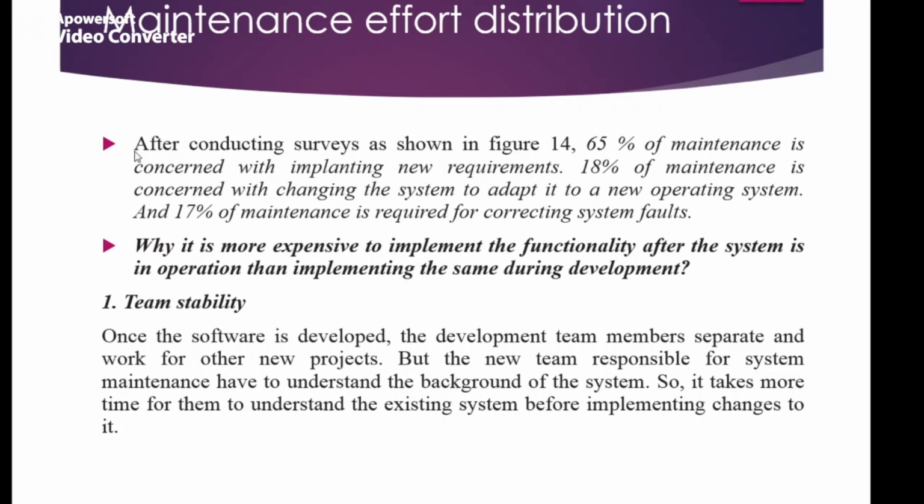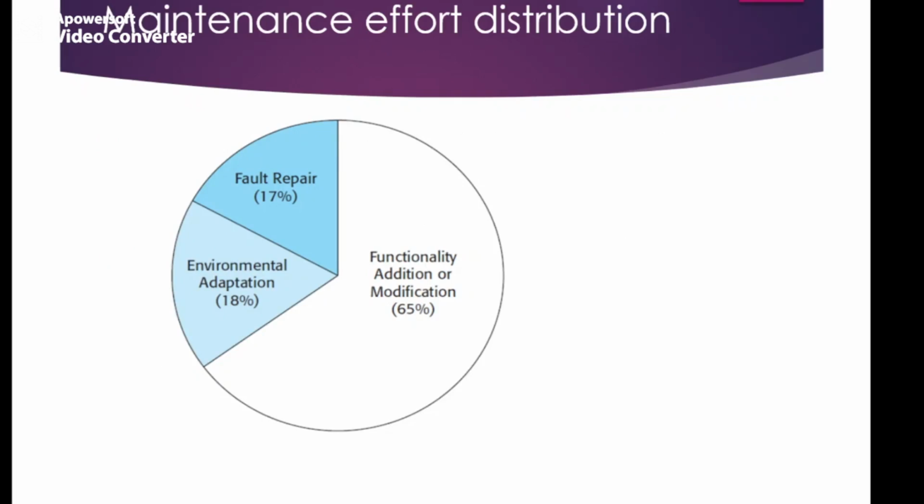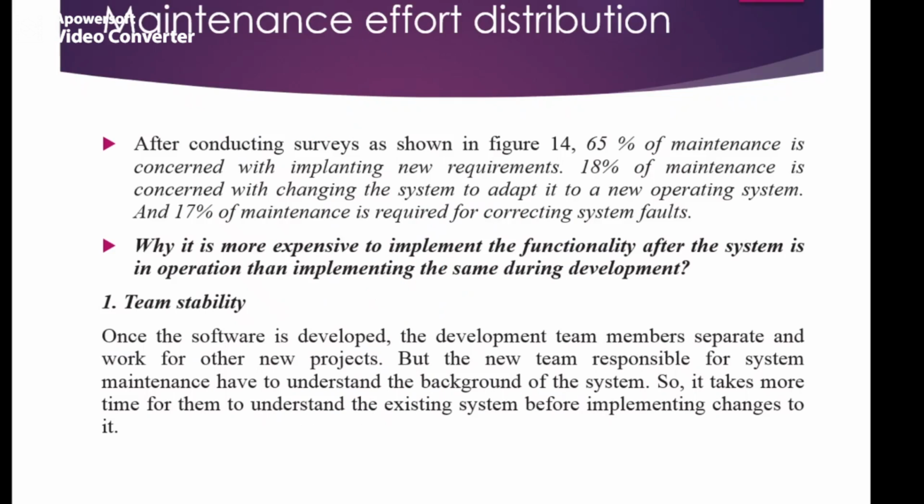So after conducting surveys, as shown in the figure, 65% of maintenance is concerned with implementing new requirements. 18% of maintenance is concerned with changing the system to adapt it to a new operating system. So 18% goes for making your system adapt to the environment. And 17% of maintenance is required for correcting the system faults.